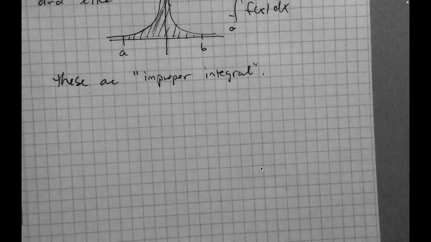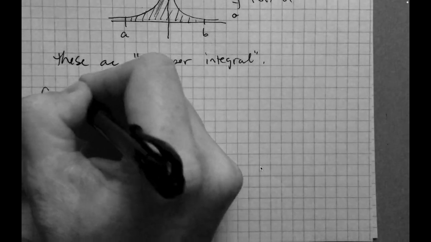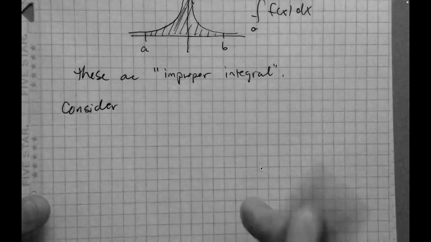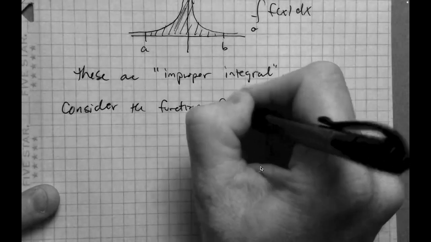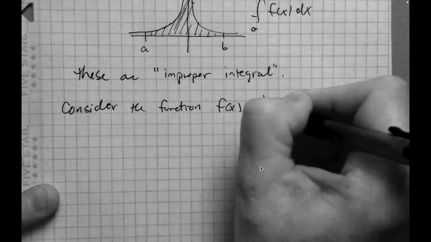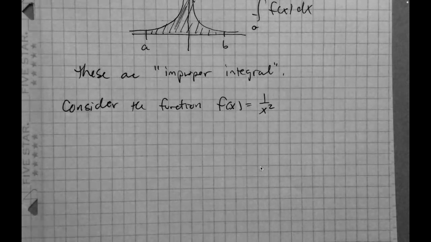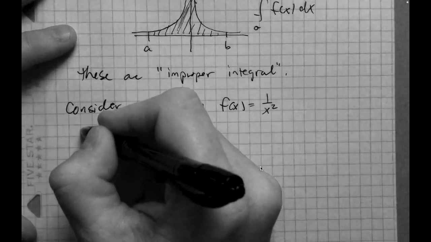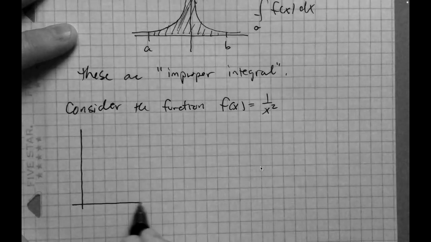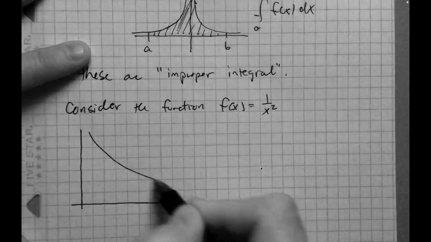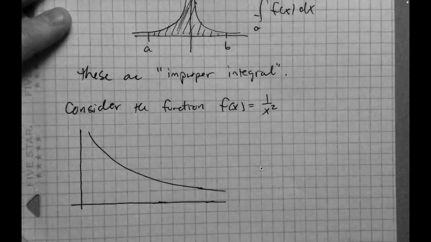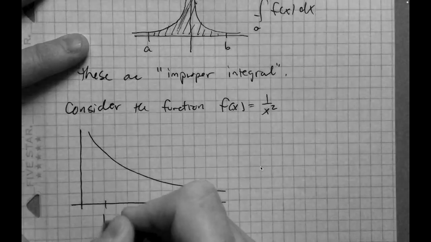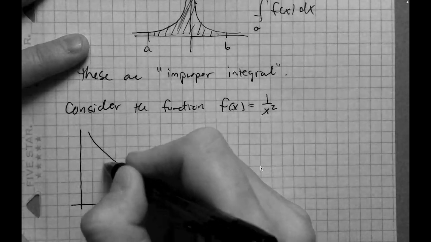Let's start with this idea. Let's consider the function f of x equals 1 over x squared, and let's plot this on the positive x-axis. It kind of comes down and looks like this. As x gets larger, the ratio 1 over x squared gets smaller. Let's say we've got 1 here, and then we've got some value b out here.